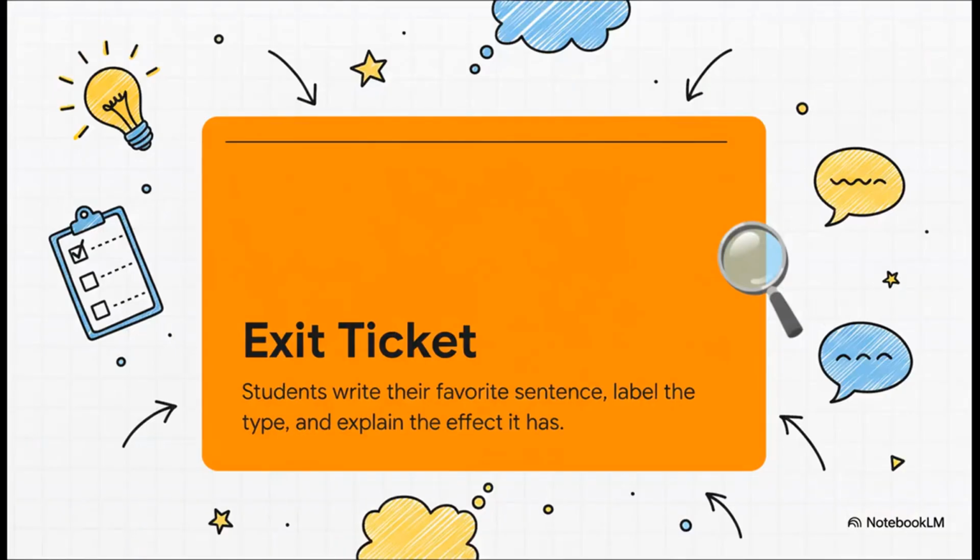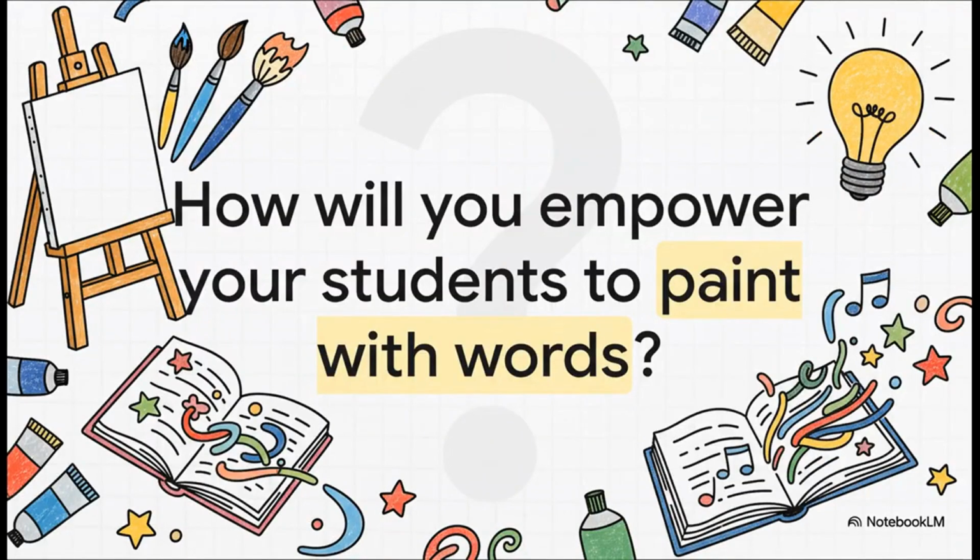And here is a brilliant, super quick way to get a read on every single student before they walk out the door. An exit ticket. Just have them jot down their favorite sentence from the day, label the type, and explain its effect. In like 2 minutes, you get a perfect snapshot of who's got it and who might need a little check-in tomorrow.